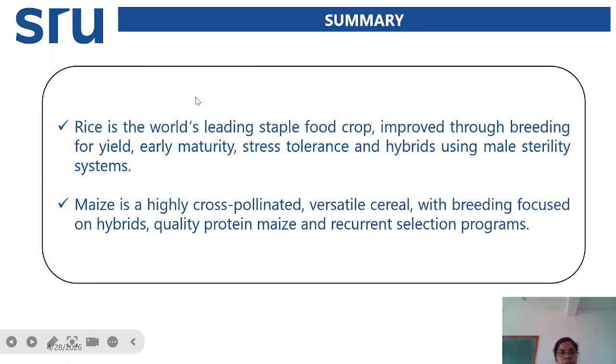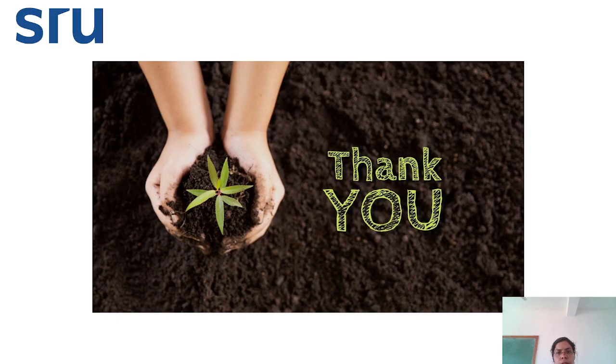Coming to the summary, as we know, rice is the world's leading staple food crop, which was improved through breeding for yield, early maturity, stress tolerance, and hybrids using the male sterility system. Whereas maize is a highly cross-pollinated, versatile cereal, with breeding focused on hybrids, quality protein maize and recurrent selection programs. So this is about the breeding of the rice and maize crops. Thank you.